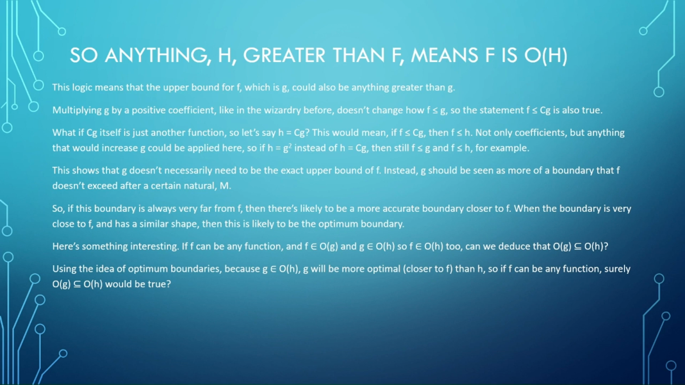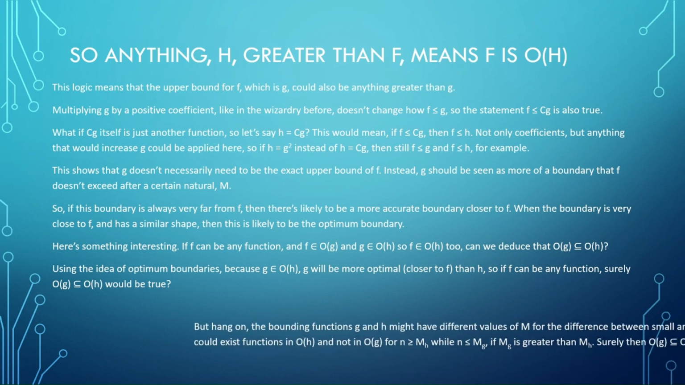Okay, no worries. So, using the idea of optimum boundaries, because g is of order h, g will be more optimal, closer to f than h. Well, it might also be equally optimal, because for example, n squared is of order n squared, so they could be equal and still in sets. So g will be more optimal or equally as optimal as h. So if f can be any function, surely order g as a subset of order h would be true.